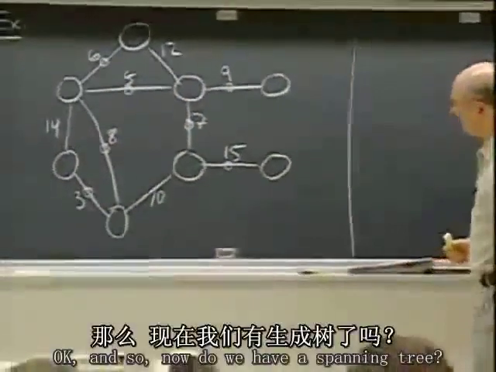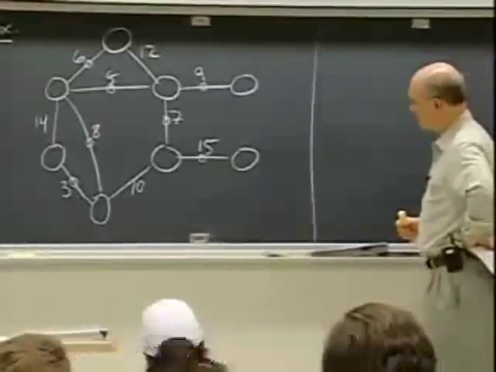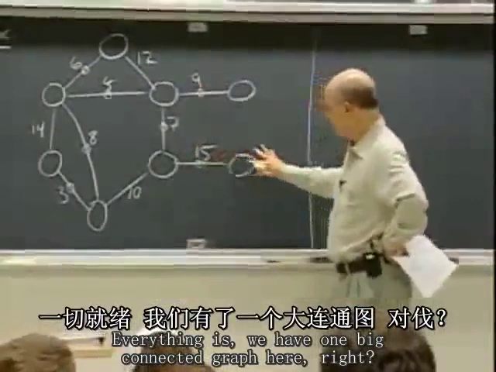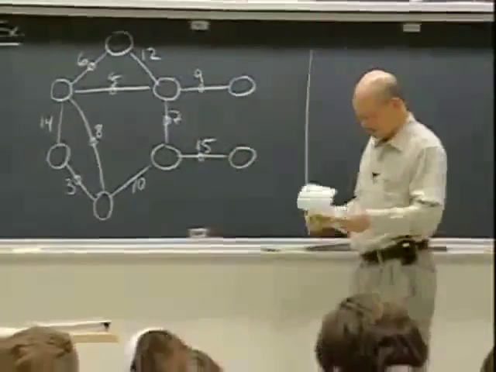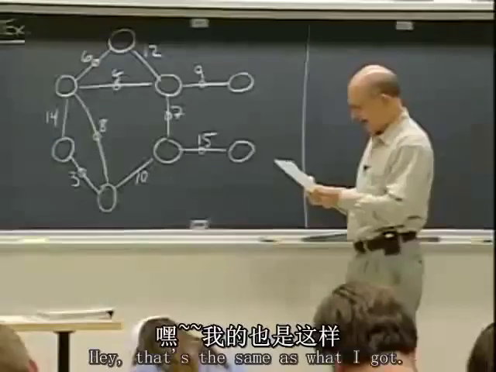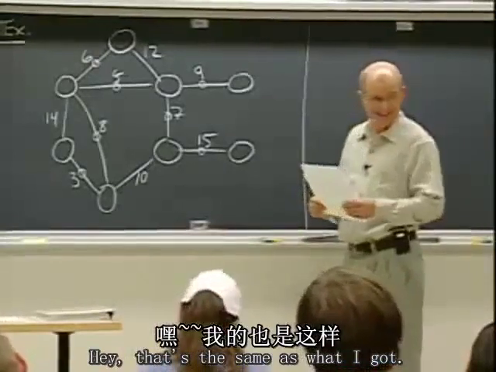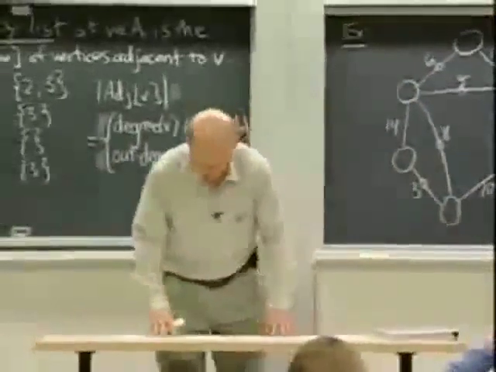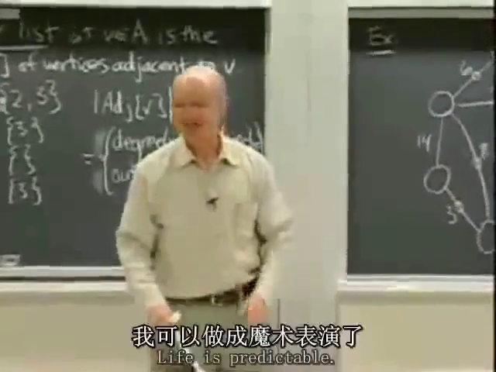Okay. And so now do we have a spanning tree? We have one big connected graph here, right? Is that what I got? Hey, that's the same as what I got. Okay. Life is predictable.